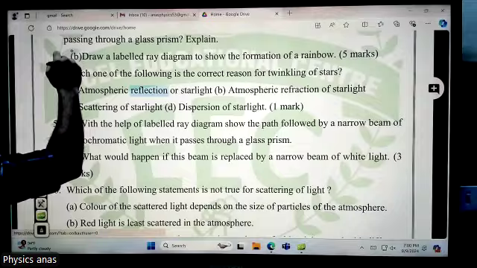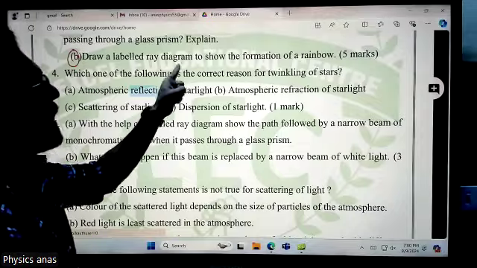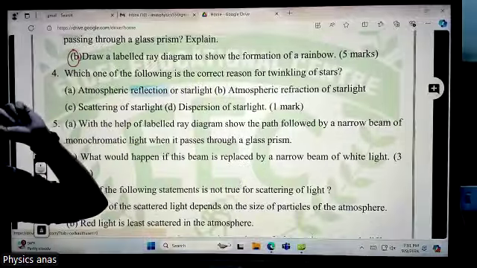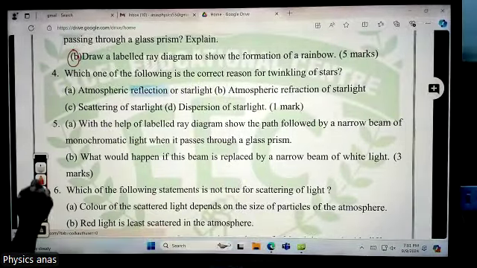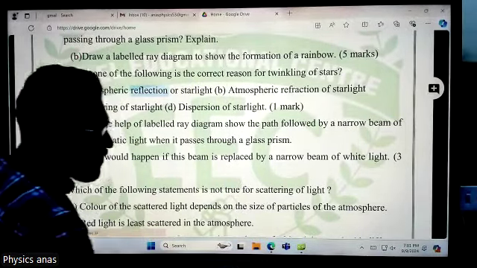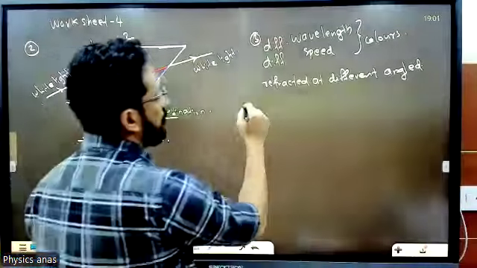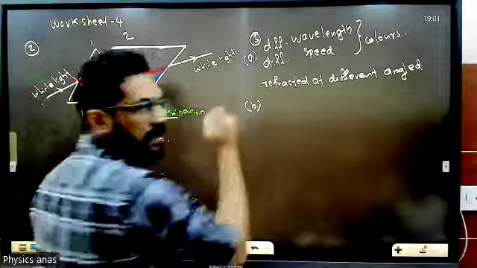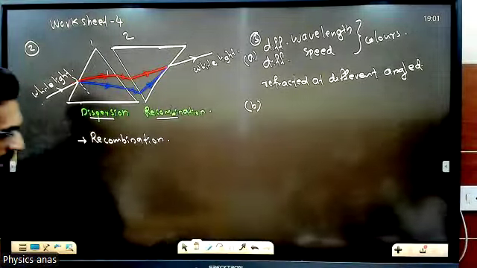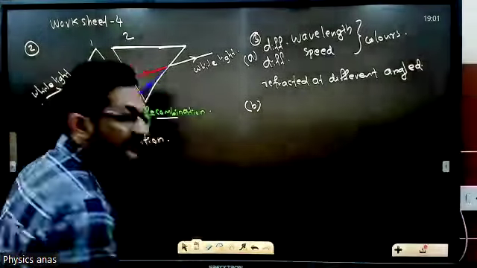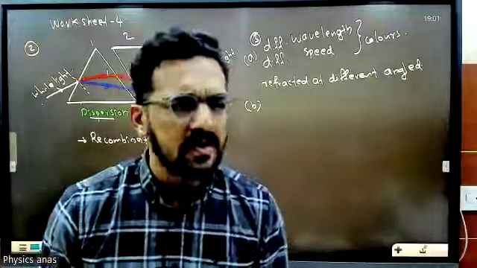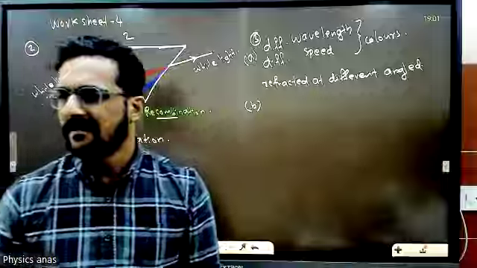Next question, question B. Draw a labeled ray diagram to show the formation of a rainbow. Very simple, right? Formation of a rainbow. This is question A and question B. How was the figure? Why can you observe a rainbow? What is the reason?